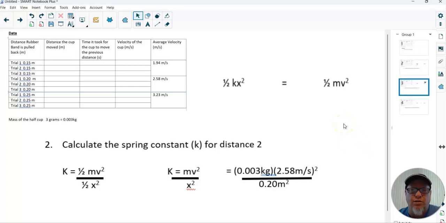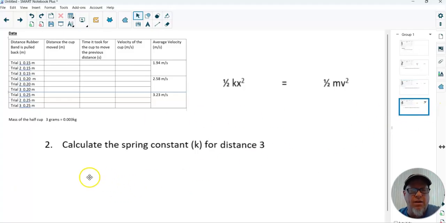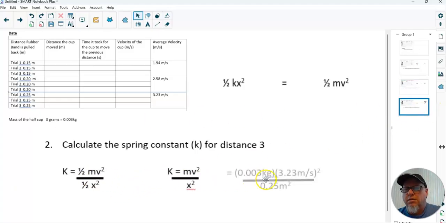Make sure when you're doing this math on your own lab that you do have the right units. I'm going to go over those one more time. The mass needs to be in kilograms. Your velocity needs to be in meters per second. And finally, the stretch of the rubber band also needs to be in meters. We're supposed to do this one more time, where I put in 3.23 for my velocity, because when you pulled the rubber band back 0.25 meters, the cup moved even faster.